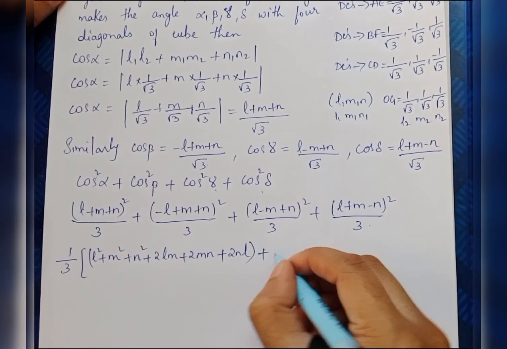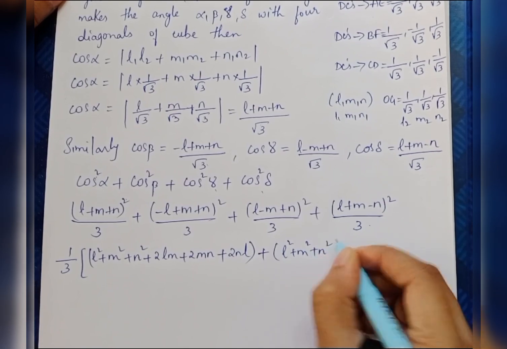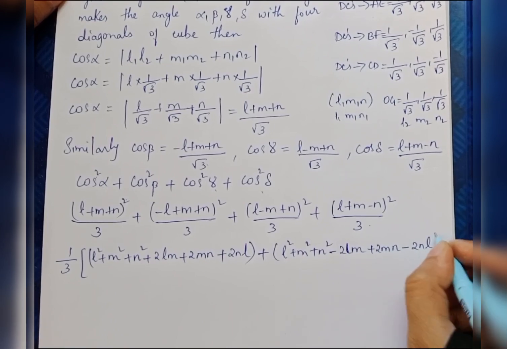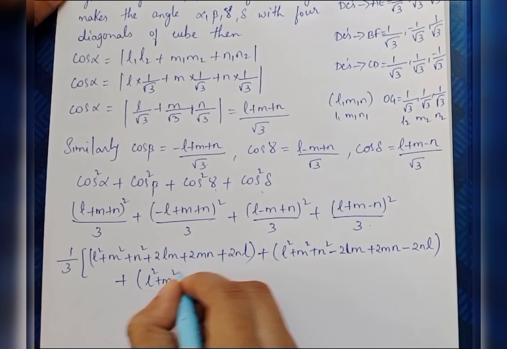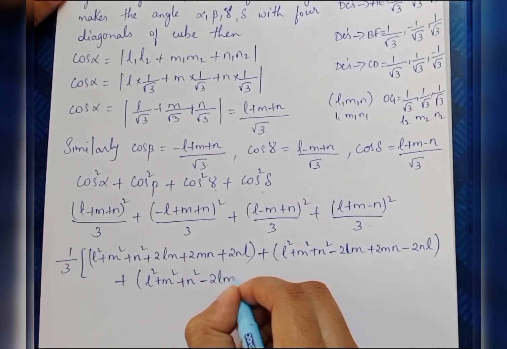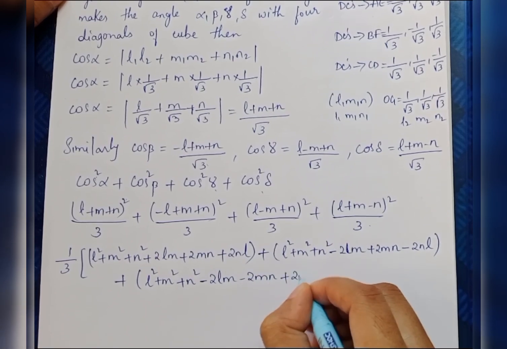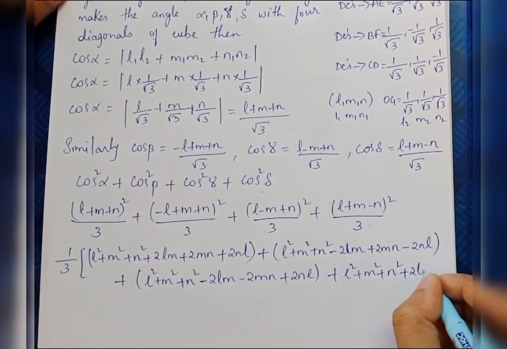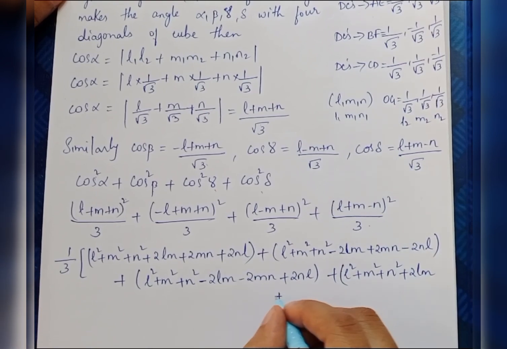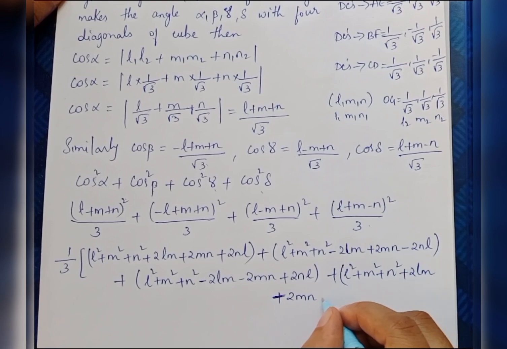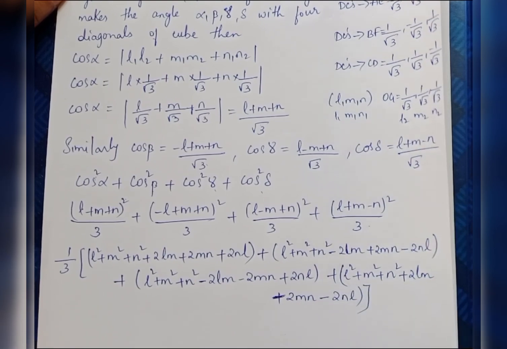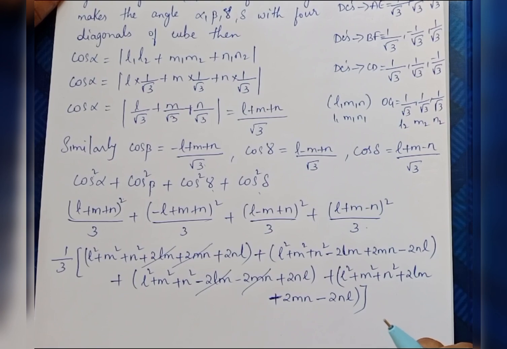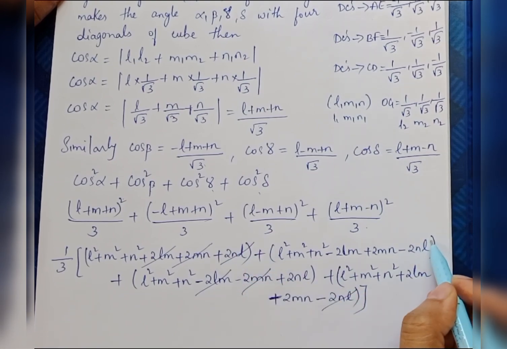This is for the first term. Plus the second term is L square plus M square plus N square minus 2LM plus 2MN minus 2NL, plus L square plus M square plus N square minus 2LM minus 2MN plus 2NL, plus L square plus M square plus N square plus 2LM minus 2MN and minus 2NL.